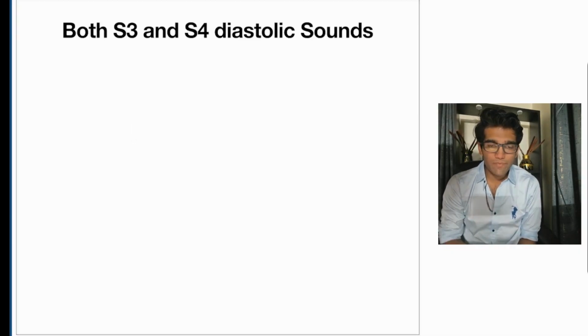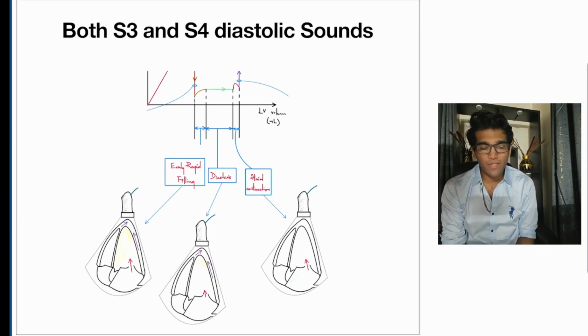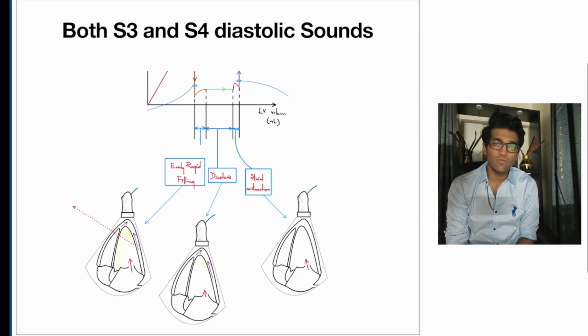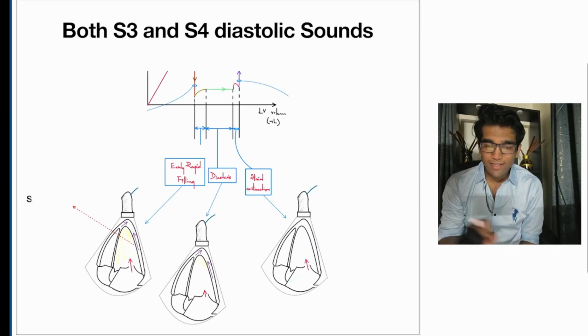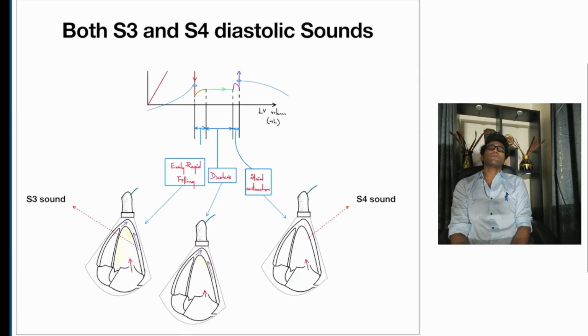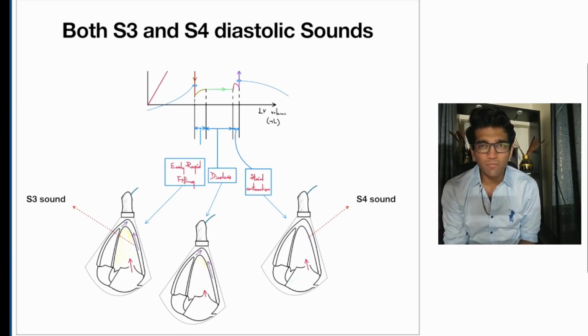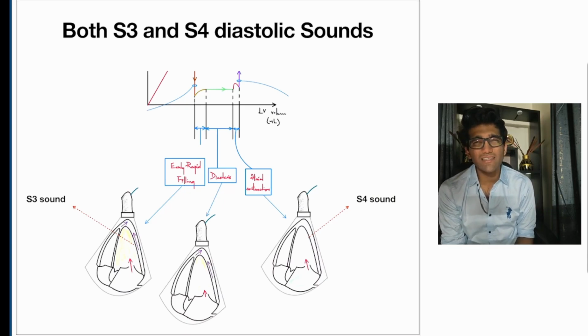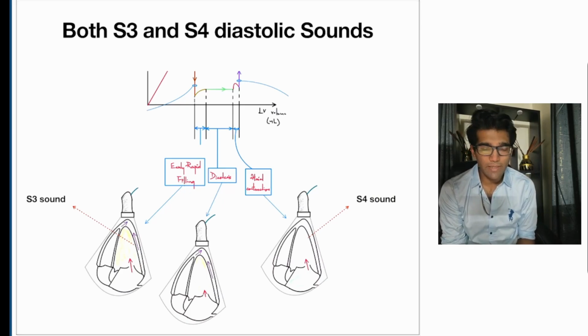Now coming to the S3 and S4 sounds. Both S3 and S4 sounds are diastolic sounds. What do they correspond to? The S3 sound corresponds to the early diastolic filling, and the S4 sound corresponds to atrial contraction causing increased blood flow into the left ventricle. So that is your S4 sound. Both sounds are caused by a pressure gradient that is less than 40 millimeters of mercury. As a general rule, if the pressure gradient is less than 30 to 40 millimeters of mercury, the frequency of sound produced is typically low. So they are both low pitch sounds. Similarly, the S1 would also be a low pitch sound in normal circumstances, unless there is a metallic valve, whereas the S2 is typically a high pitch sound.